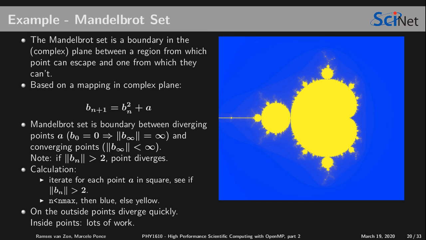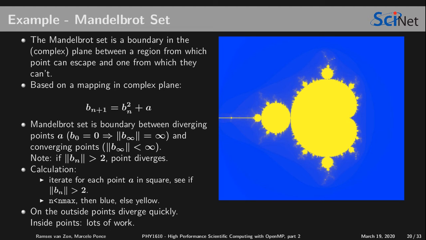But of course, we will stop as soon as they have escaped. So some points will escape in, say, 1 step from here to outside, and we will color them blue after, say, 1 step. The yellow ones, we will have to take 1,000 steps to know that they are yellow. So the yellow points take about 1,000 times longer to determine than the blue ones. And that means that a simple grid is going to be very imbalanced.